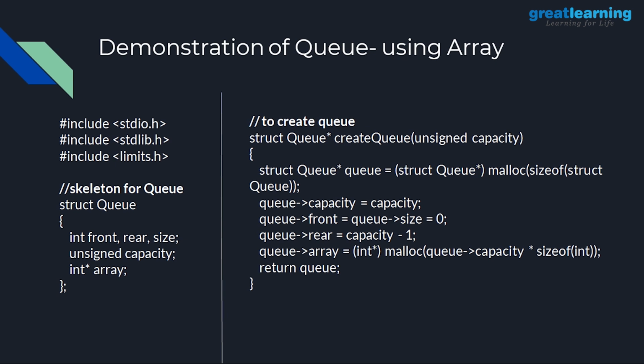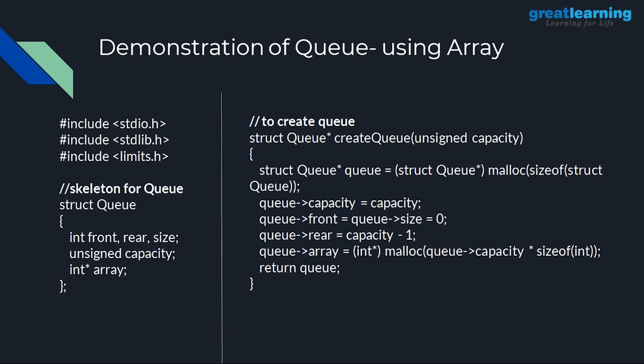So the structure we are using here contains elements: first we have front, rear and size. Okay, then we have unsigned capacity, and then we have an integer array. So what do we mean by this unsigned capacity, right? In a linked list you don't need this because there the size is dynamic, but since we are using arrays, we have to define a size. So that's why unsigned capacity.